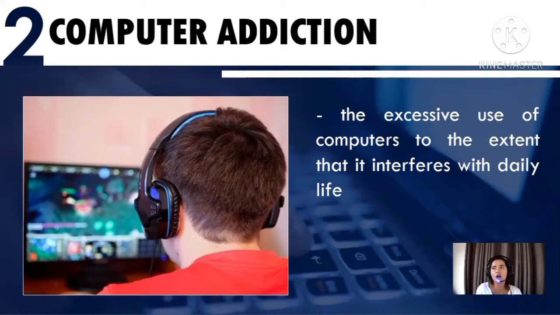Computer addiction is also equated with mobile addiction, and I know you're very familiar with that. This is the excessive use of computers to the extent that it interferes with daily life. These are the ones who no longer sleep because of Mobile Legends. Mobile Legends is a good game, it's just that when it's too much, it's bad. It's like what we say: when it's too little, it's wrong; when it's too much, it's also wrong. So it should be just right. You should know your limitation, when to use and when not to use.